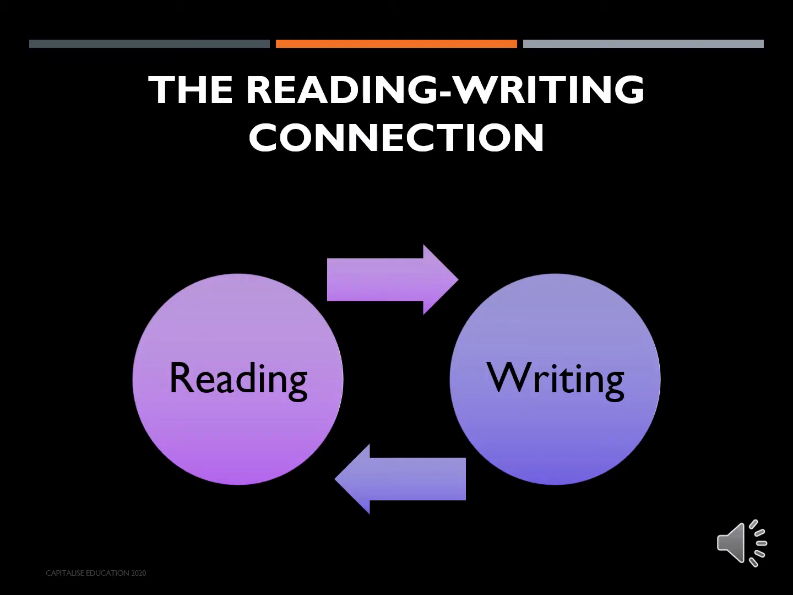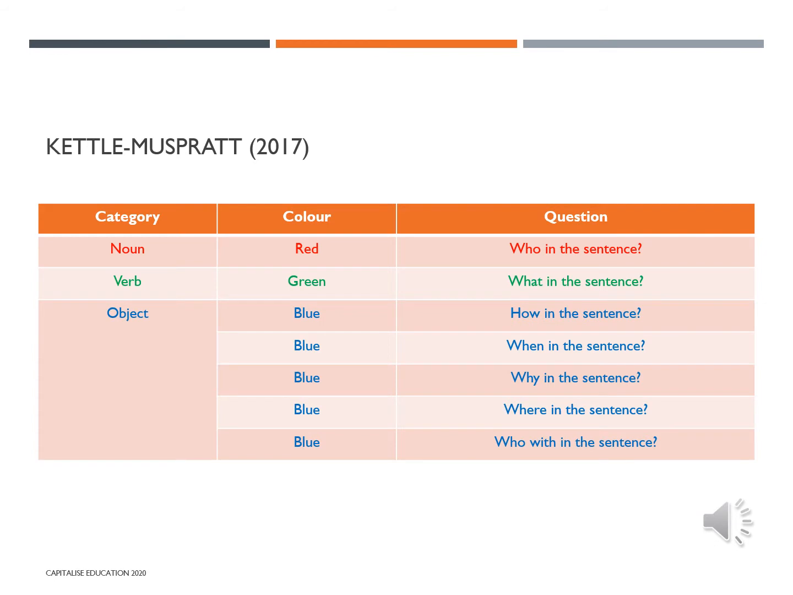Before we look at the concept of functional grammar, it's important to come back to the reading-writing connection, or that idea that reading underpins writing, and if we improve reading, we also help to improve a student's writing. Functional grammar is underpinned by the simple idea that we use colours to represent the different elements of sentences. In this case, we can use colour to help understand a sentence that we read, or use the colours to represent and help us construct sentences.